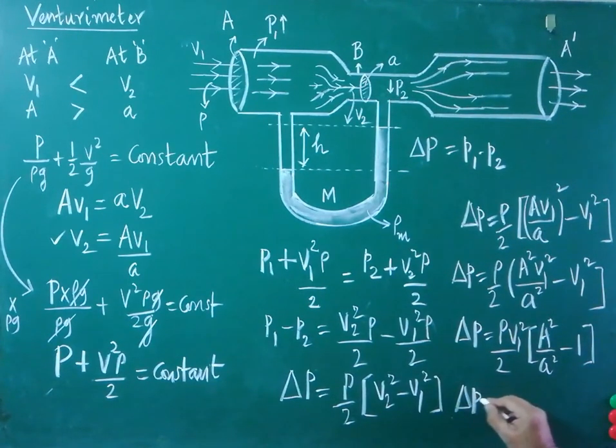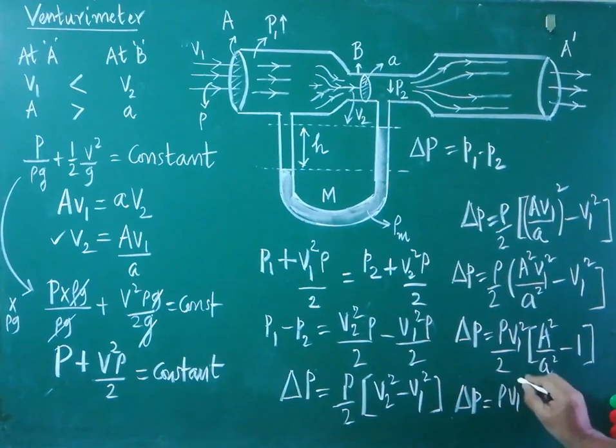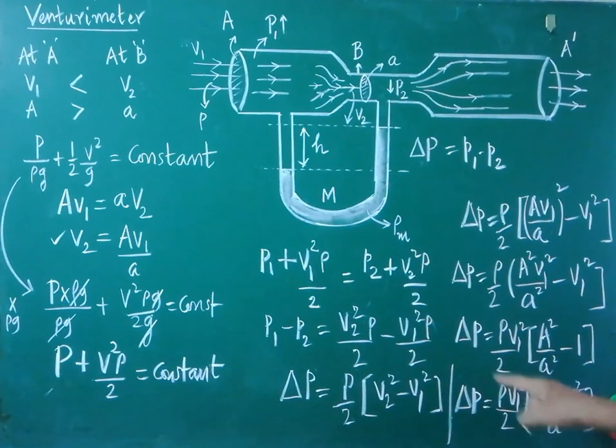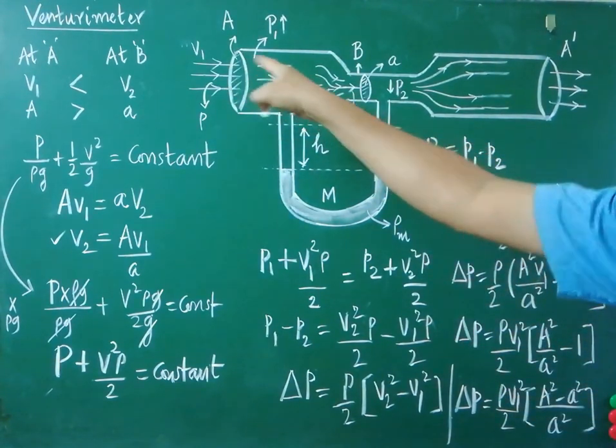Finally, we can write it as del P is equal to rho V1 square divided by 2, here take LCM A square minus small a square. So this is the formula to calculate the difference in pressure. Understood? From this equation you have to get the expression for speed, the speed with which it enters at the end A. In the next step I am going to calculate V1. What is V1? V1 is nothing but the speed of flow of the liquid in the end A.